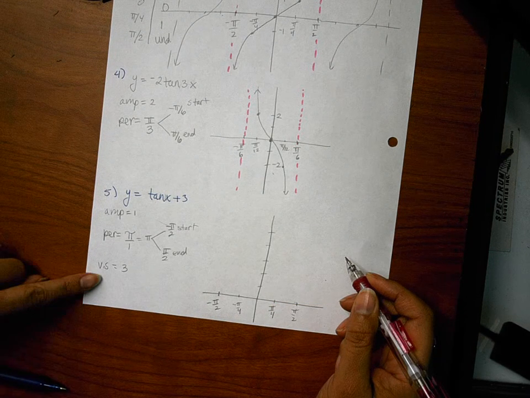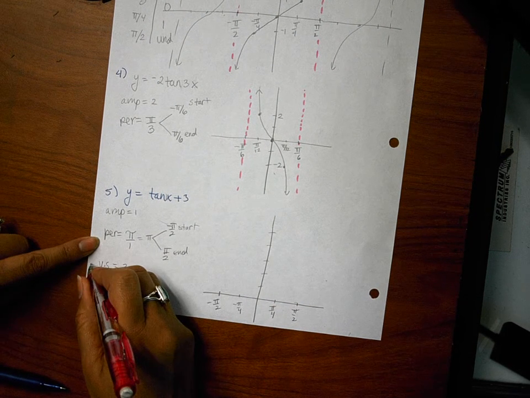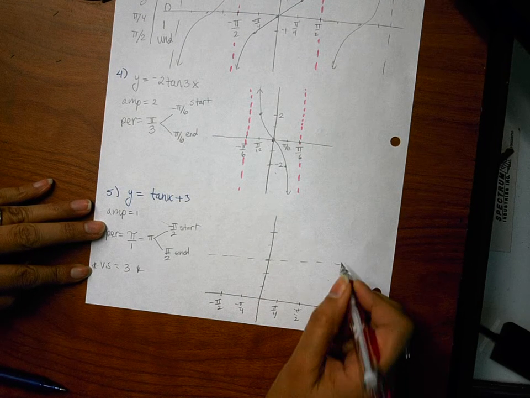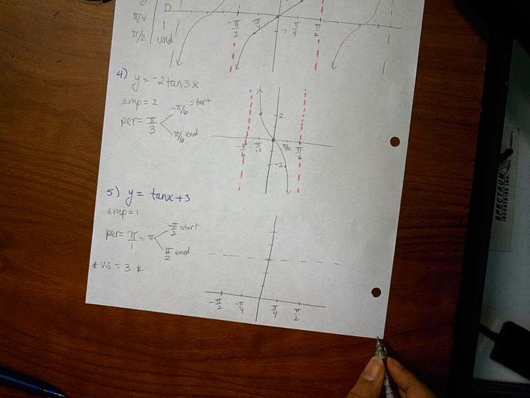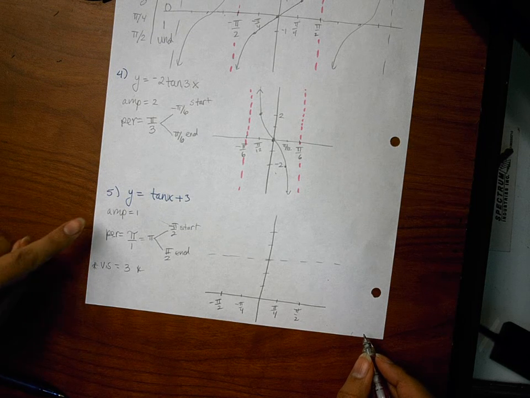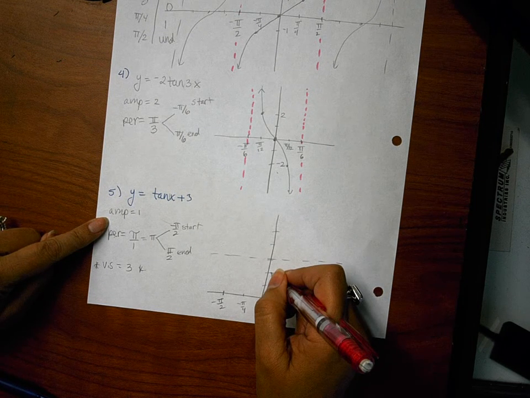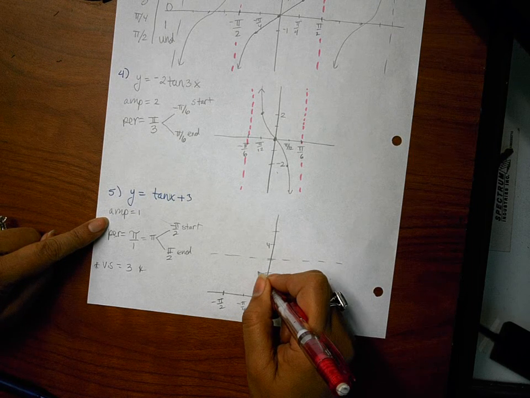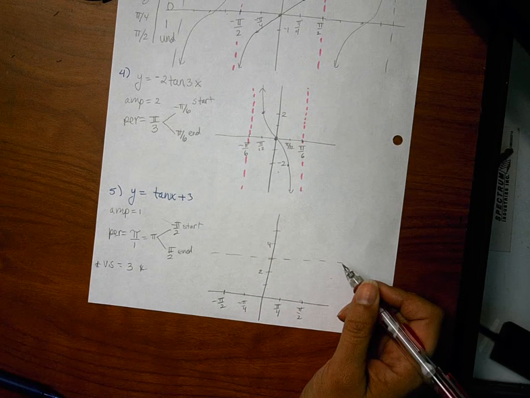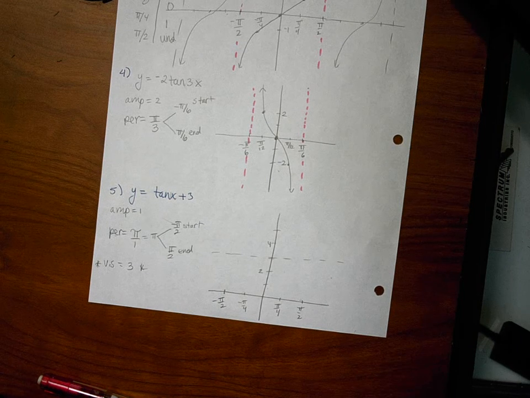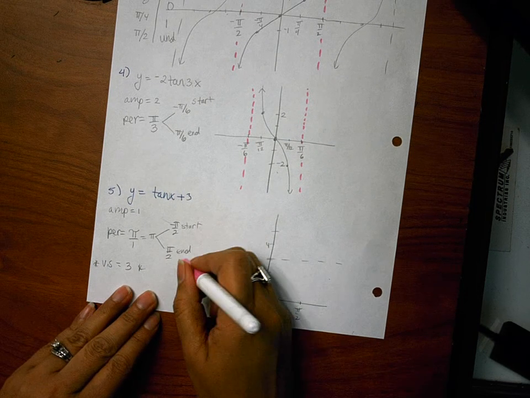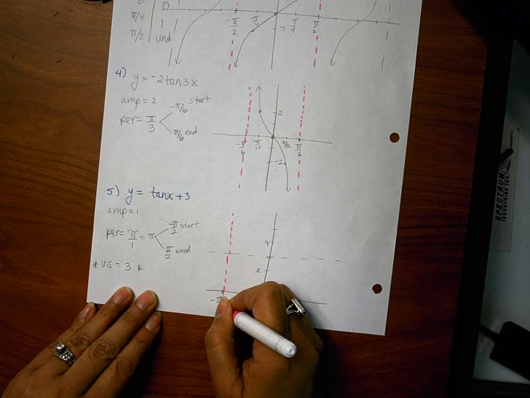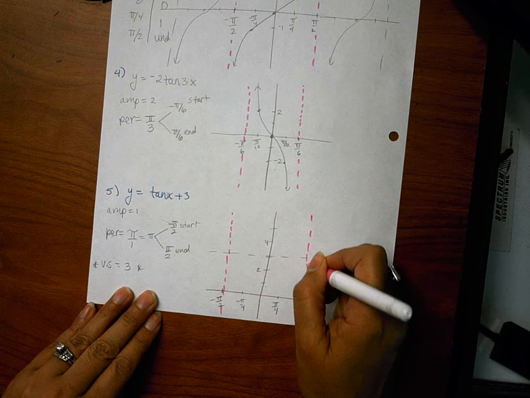And we always do our vertical shift before we do the amplitude. 1, 2, 3, that's my fake axis. Amplitude is 1, so I'm going to go up 1 and down 1. So up to 4 and down to 2. All right, asymptotes are at my start and end, there and there, negative pi over 2 and pi over 2. My start and end are always the asymptotes.